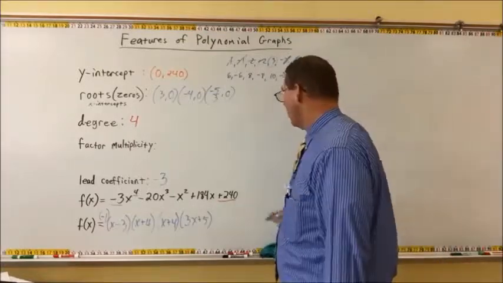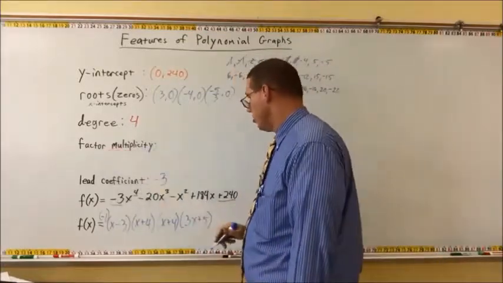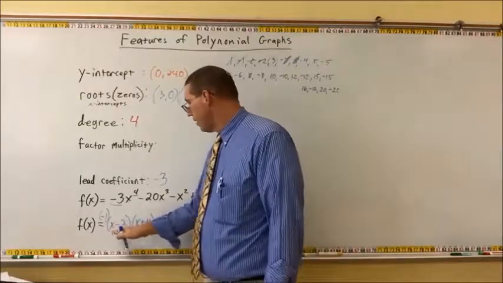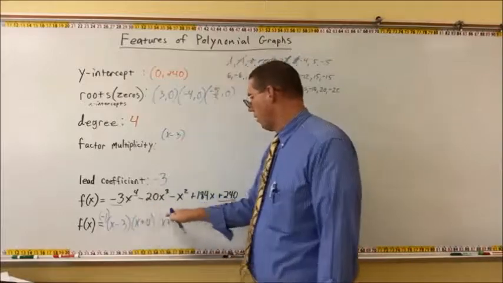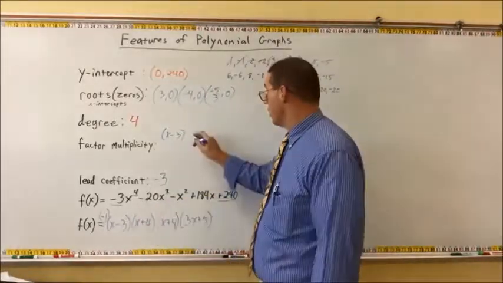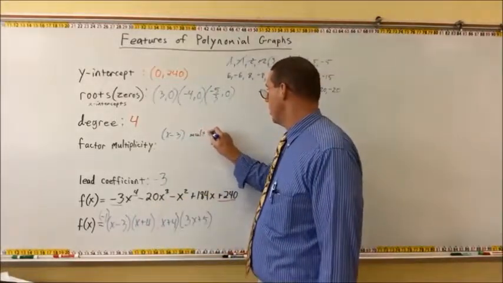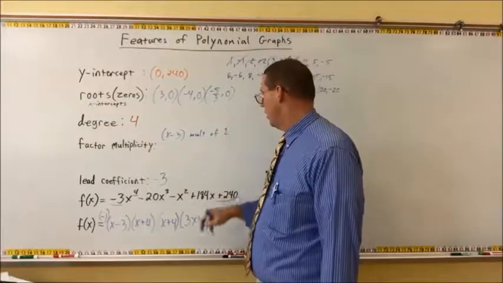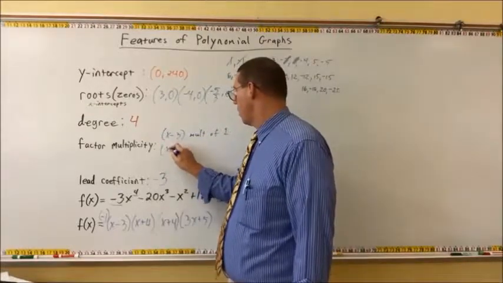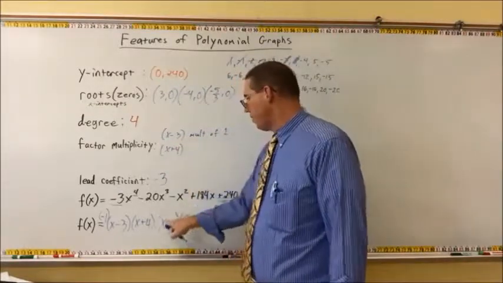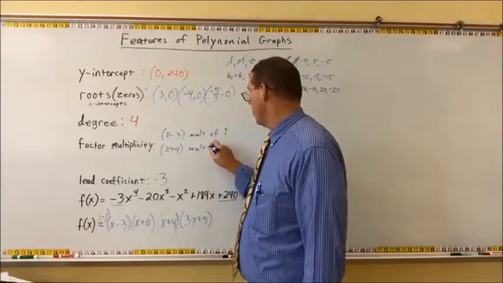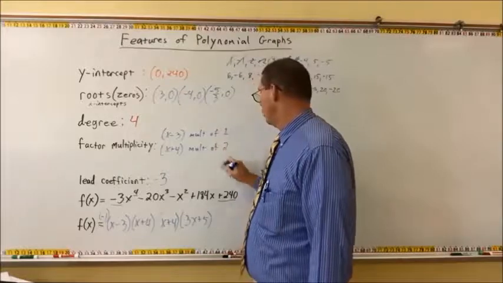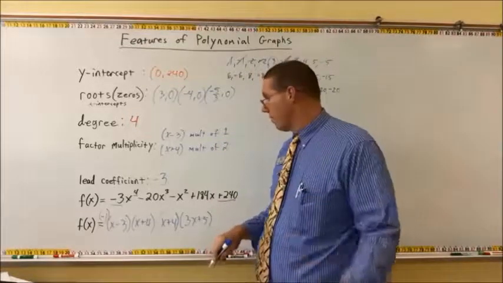Last thing I'm going to do is identify the factor multiplicity. So I've got an x minus 3. How many of those are there? There's one x minus 3. So it has a multiplicity of 1. X plus 4. How many x plus 4s are there? There's 2 of them, right? Multiplicity of 2. So there's 2 x plus 4s.